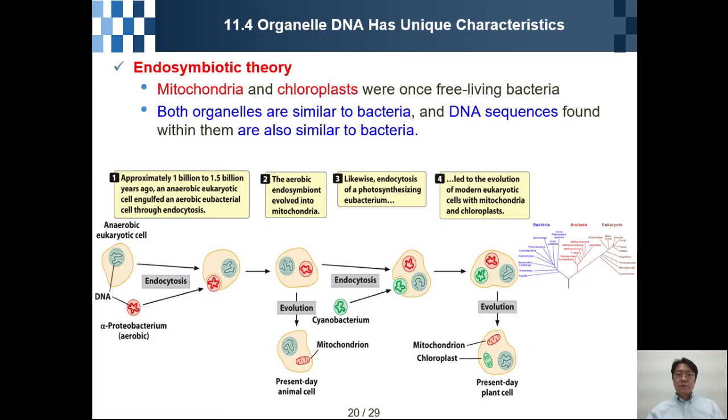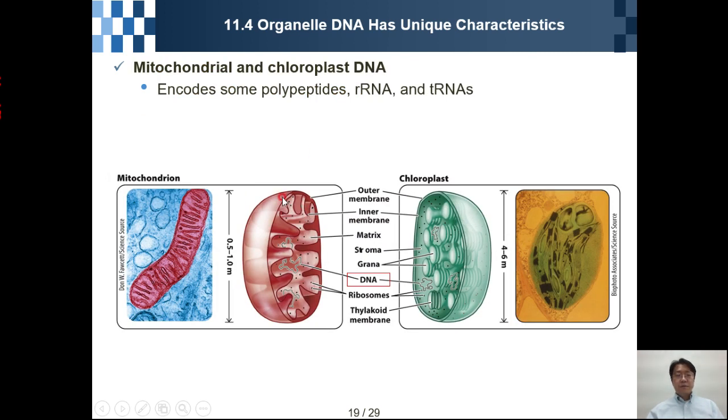Okay? So some people wonder why only mitochondria and chloroplasts have their own DNA. So people proposed the endosymbiotic theory. It means that the mitochondria and chloroplasts were once free-living bacteria. The reason is that both organelles are similar to bacteria, and the DNA sequences found within them are also similar to bacteria. For example, if you see here, this structure looks like a bacterium. How about the chloroplast? This structure also looks like a bacterium.